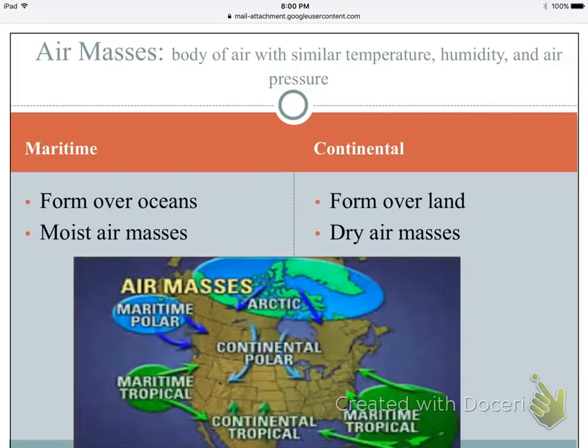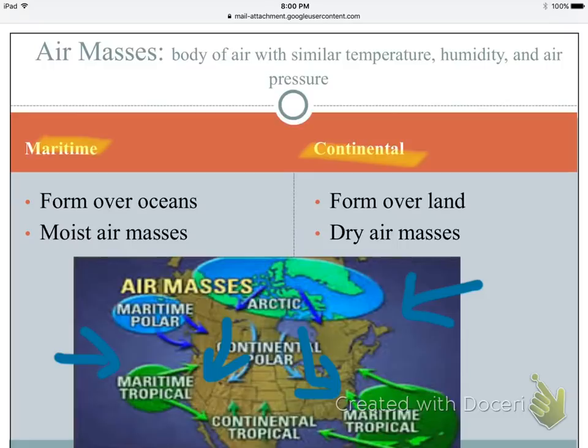Now we keep talking about these air masses with fronts, and remember that an air mass is going to be a big body of air that's going to have similar temperature, humidity, and air pressure within it, okay? The key words to remember as far as moisture goes is maritime and continental. Maritime means it's going to form out here in the ocean, okay? Whenever it forms over the ocean, it's going to pick up that water from the water source, and it's going to bring moist air.